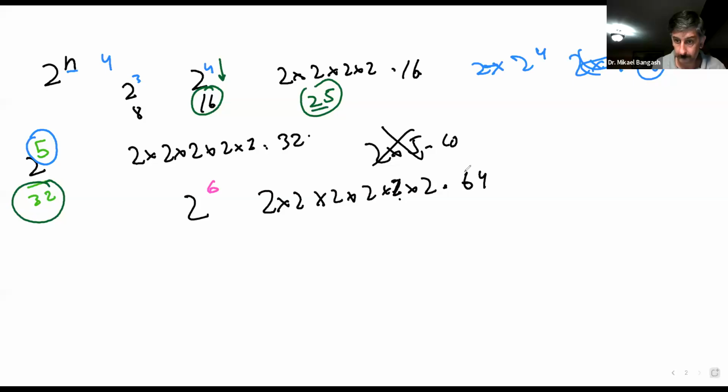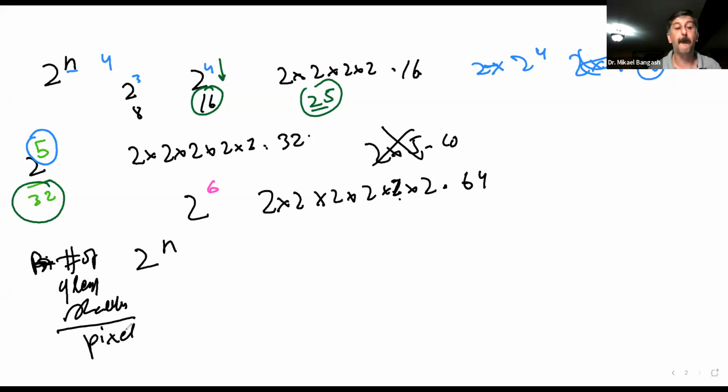Okay, girls, then I guess we can just go on. Please make sure that you know this is how we calculate the number of gray shades per pixel, where n is the number of bits.